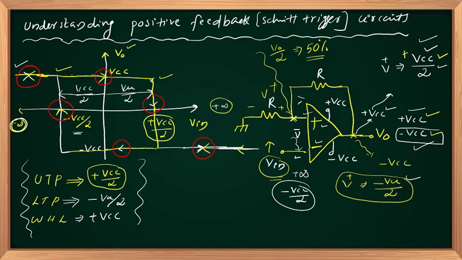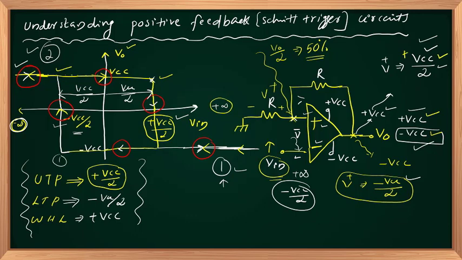It is a bistable circuit because it is having two stable states, one here and another one here. And the circuit has a memory. Why? Because if this is in state 2, we have to increase our input up to plus VCC by 2 to get a transition from state 2 to state 1. Whereas if the initial state is at 1, then we have to decrease my Vin up to minus VCC by 2 to observe a transition from state 1 to state 2.